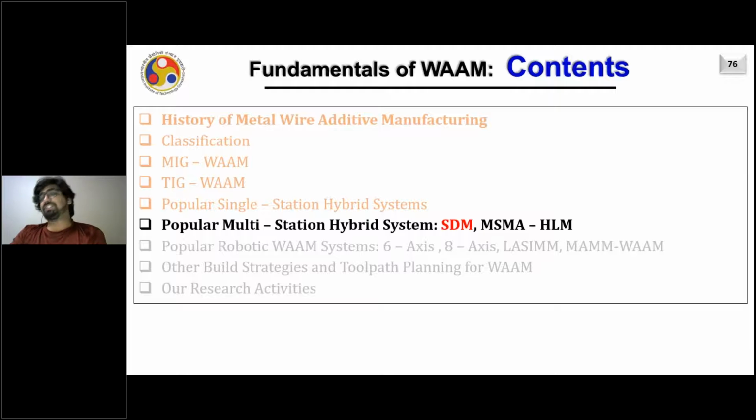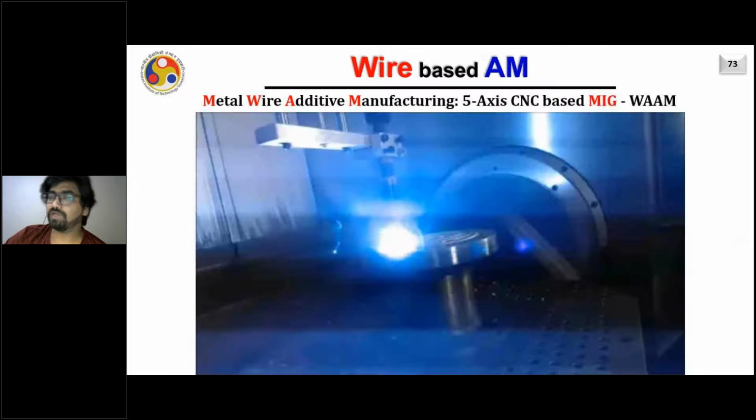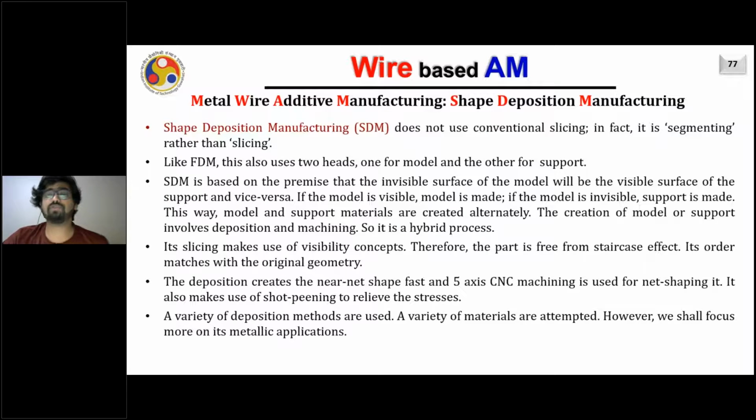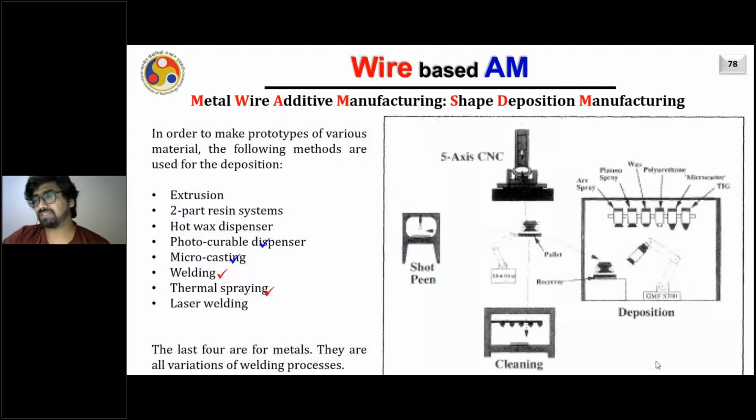Popular multi-station systems. Now I'll talk about the multi-station system. Those were only single station. I mean, only one station is there, and you mount whatever you want to mount on that. So the first multi-station system, please note, was shape deposition manufacturing. Very early system. You can see a blurry image over here. It was from 1992, I guess.